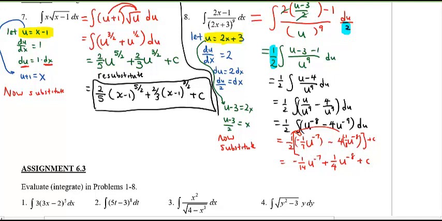And then finally, re-substitute. Wow, re-substitute. I'm getting so tired. 2x plus 3 was my u.